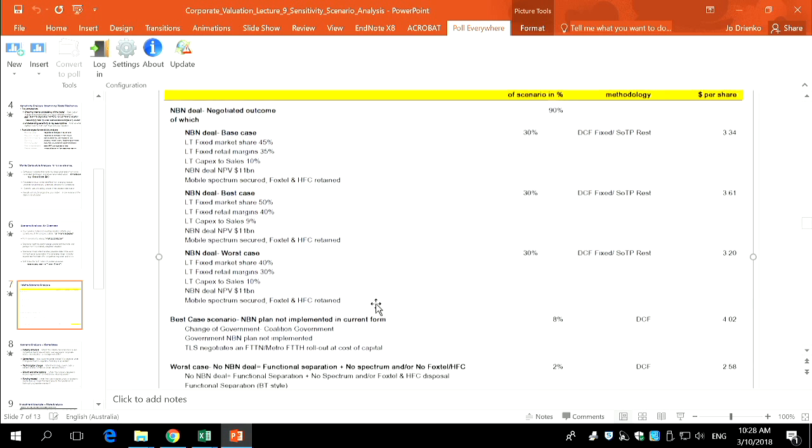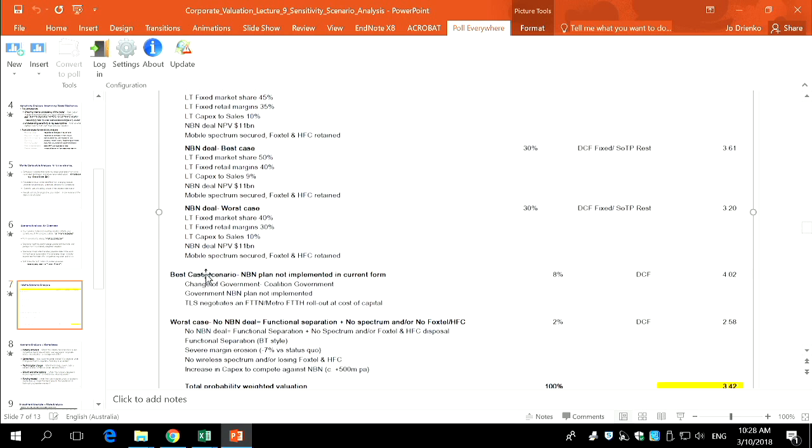Right? And then what we have here is 2 other scenarios. Best case scenario, NBN plan not implemented in current form. In other words, the NBN company is dissolved, and that would happen in that case if there was a change of government. So at the 2013 election, I think it was 2010 or 2013. It was 2010 election. I think it was 2013 actually.